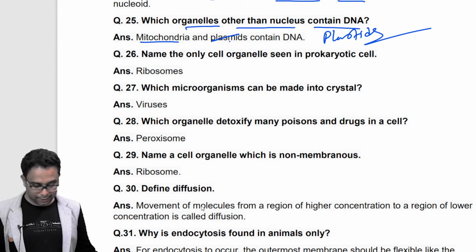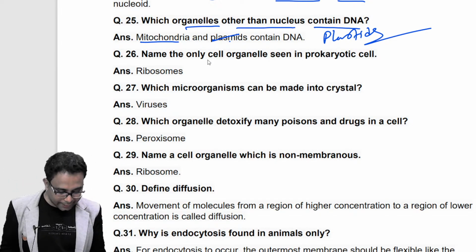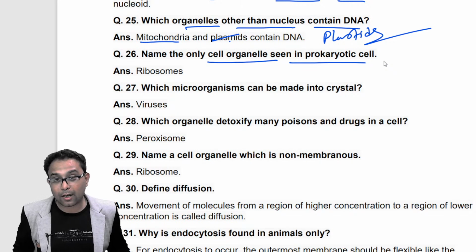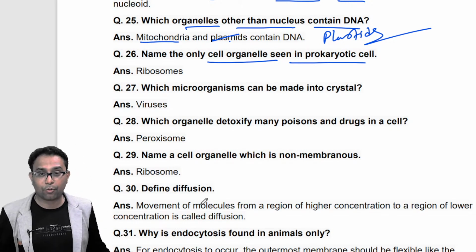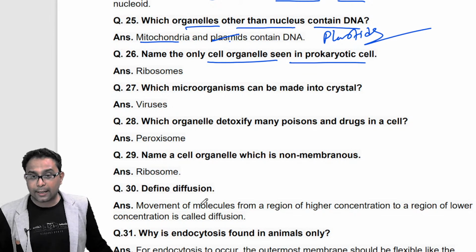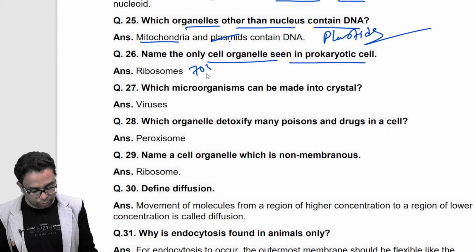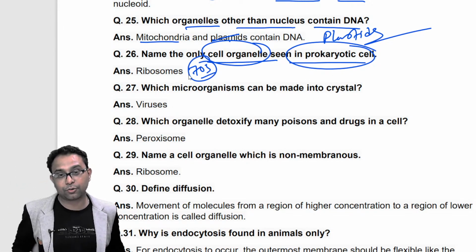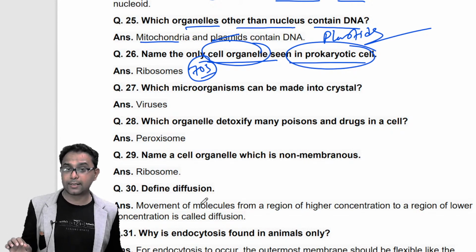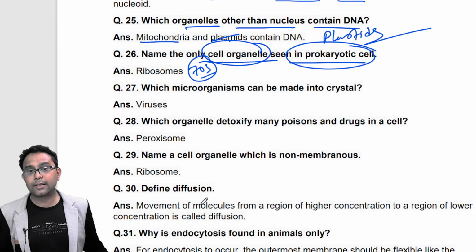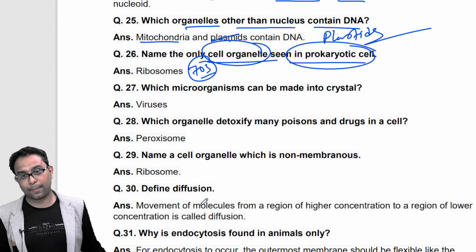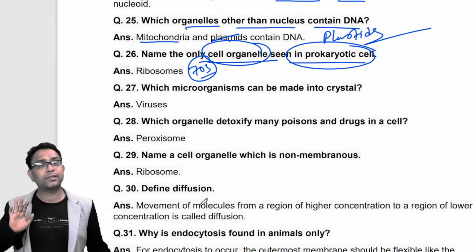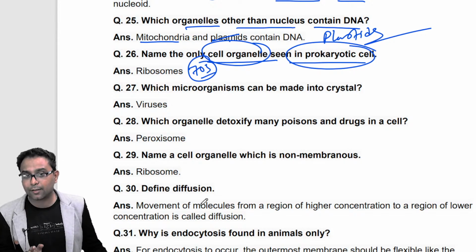Next question number 26. Name the only cell organelle seen in the prokaryotic cell. The ribosome, mainly the 70S type of ribosome, is the cell organelle seen in the prokaryotic cell. If you write only ribosome, this is the wrong answer. The 70S type of ribosome is present in the prokaryotic cell. And the ribosome is the only cell organelle because other membrane-bound cell organelles are not present in the prokaryotic cell, right?